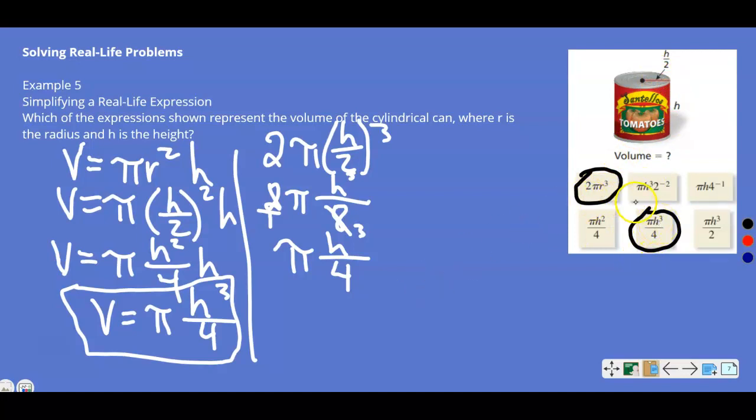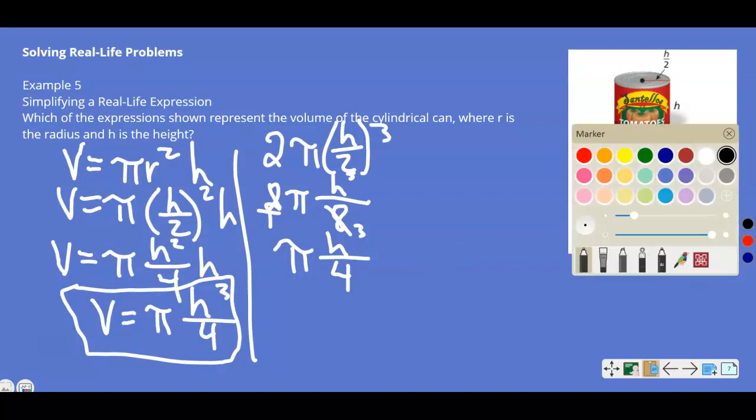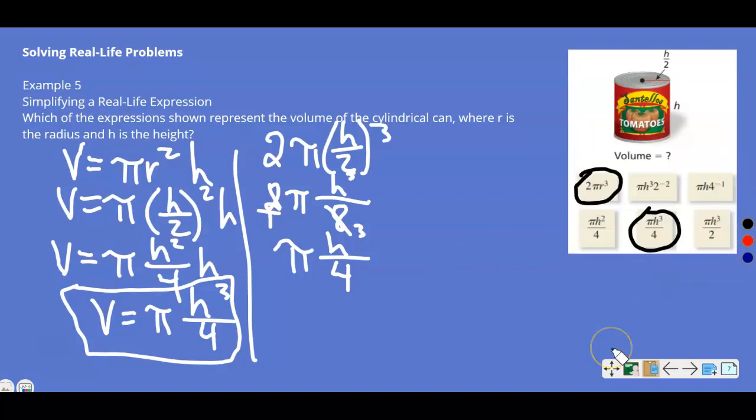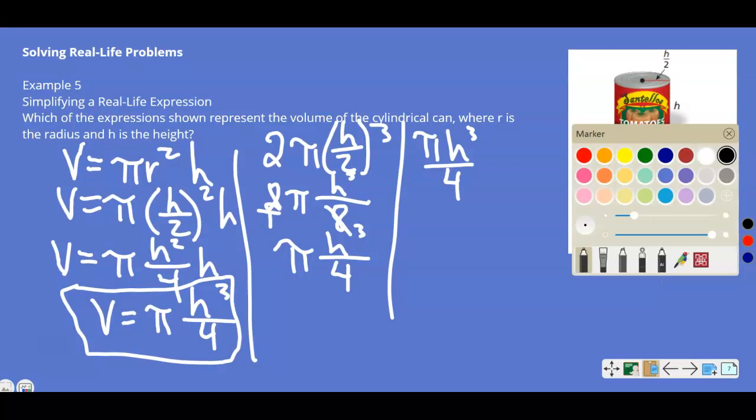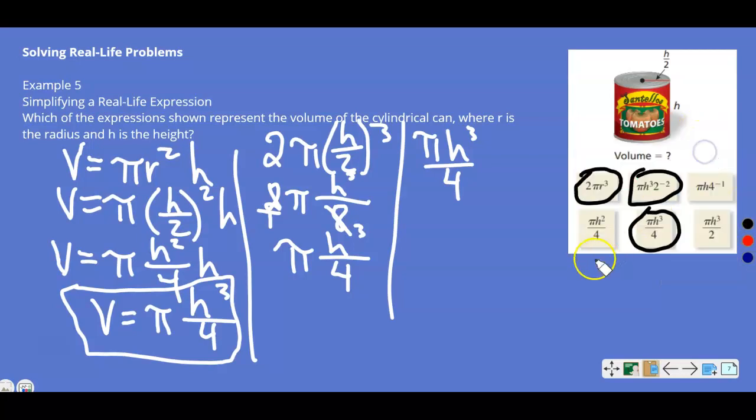All right, so let's check the one beside it. Pi h cubed and then 2 to the negative 2. 2 to the negative 2 is 2 squared moved to the denominator. So pi h cubed over 4, again, that is a solution because it's equivalent when you rewrite it.